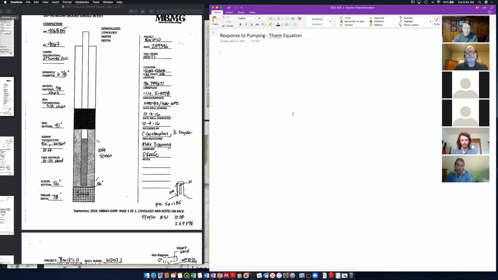All right, so we're going to start talking about the response to pumping, a response of an aquifer to pumping. And pump tests are sort of the gold standard for looking at hydraulic conductivity and storativity in a well or in an aquifer. So here's the basic idea.